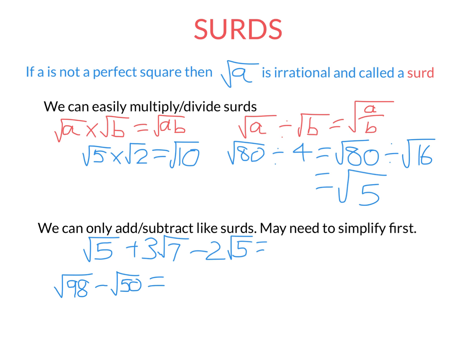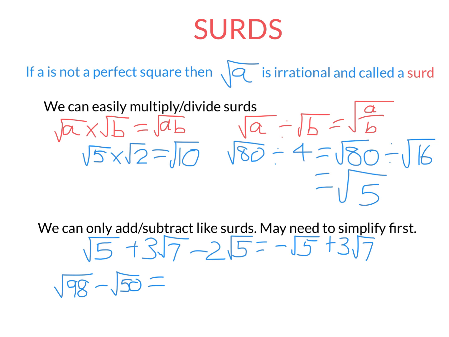So to simplify this, root 5 minus 2 root 5 just gives us negative root 5. Now we're going to leave the 3 root 7 alone because there are no like surds. So we can't simplify this any further. So adding or subtracting surds is kind of like adding or subtracting terms in algebra.